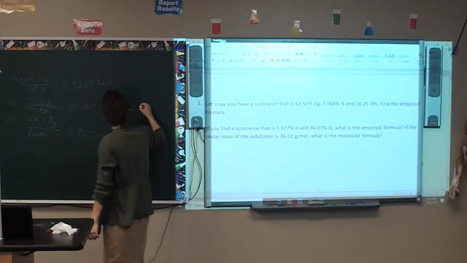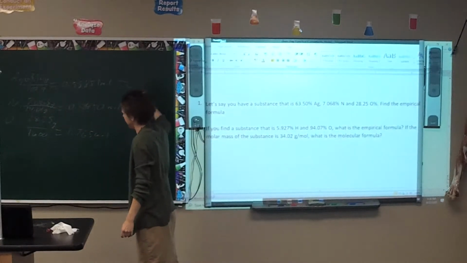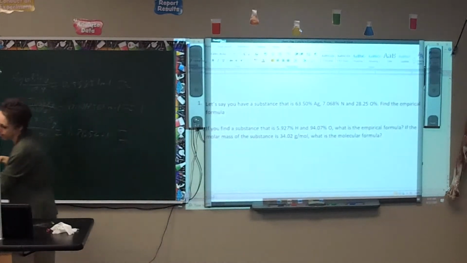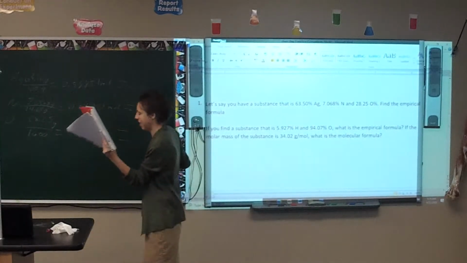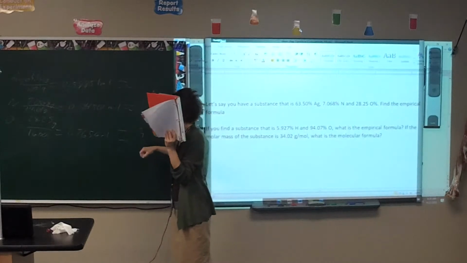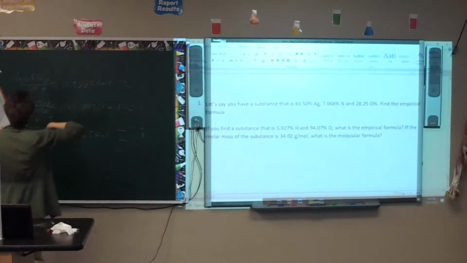Okay, so this one would be what then? One. Good. What will this one be? One. Okay, what will this one be? Two. 2. What will this one be? Three. 3. Alright, so if I'm writing out the empirical formula for the substance, what does that mean?